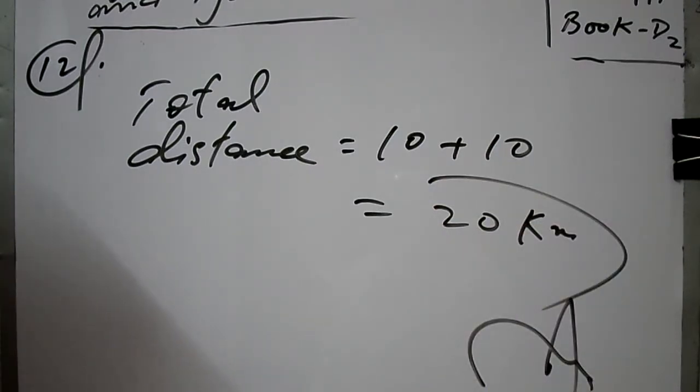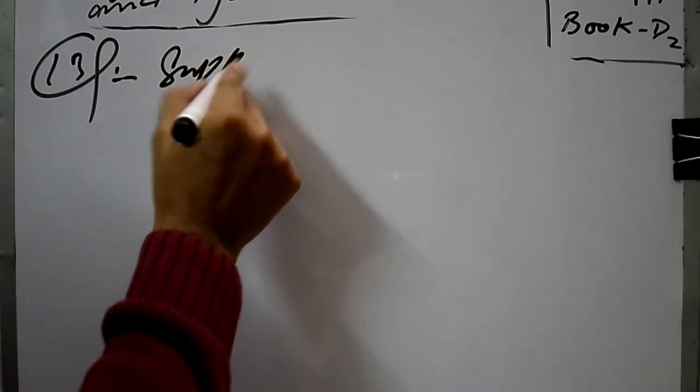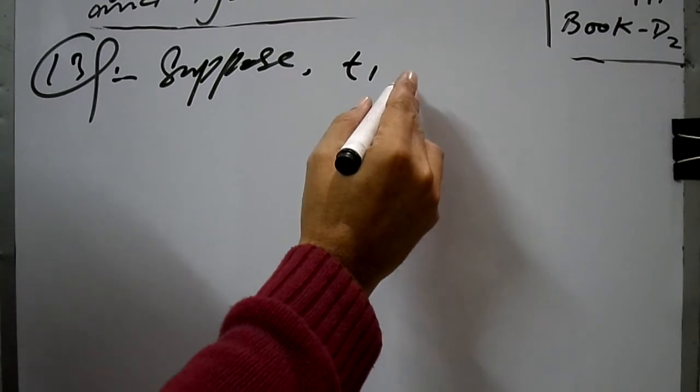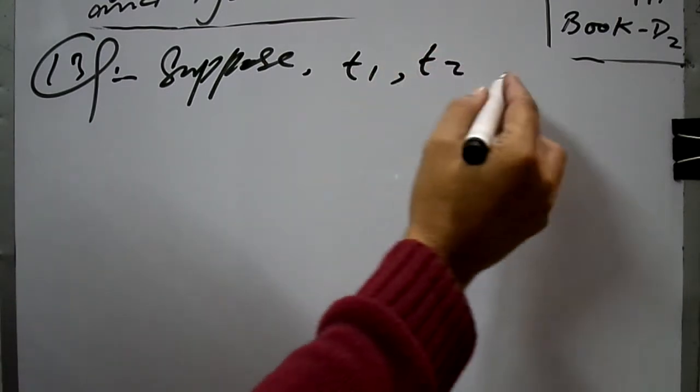Now coming to question number 13. A man cycles for some time at 16 km per hour and returns at 15 km per hour. The total time taken is 7 whole 3 by 4 hours. Find the distance he had cycled altogether. Then again by the same methodology, t1 will be the time of cycling at this speed, and t1 and t2 are the times taken.